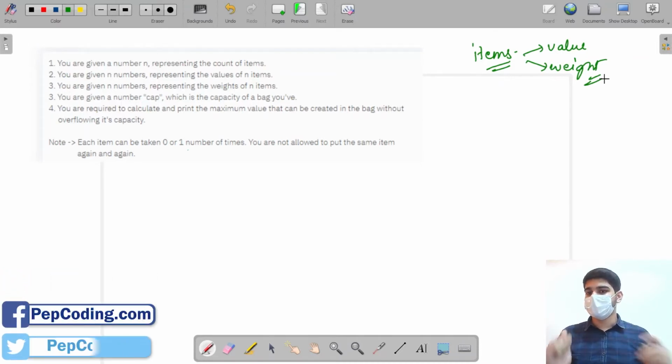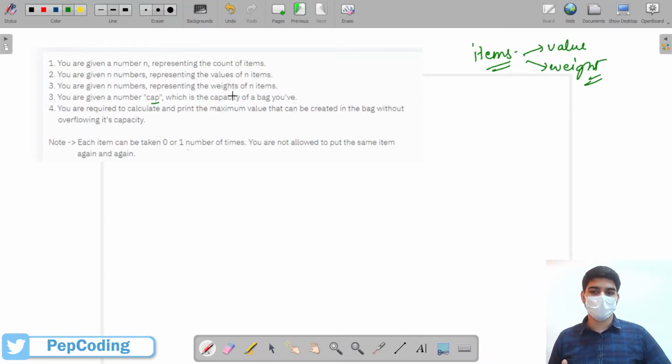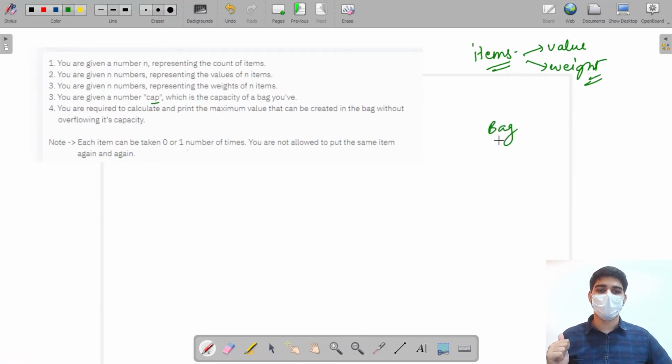Okay. Then it says that you're given a number cap, which is the capacity of the bag that you have. Other than the items, you are also provided with a bag which would have certain capacity, which is capped, right? So these are the inputs provided.